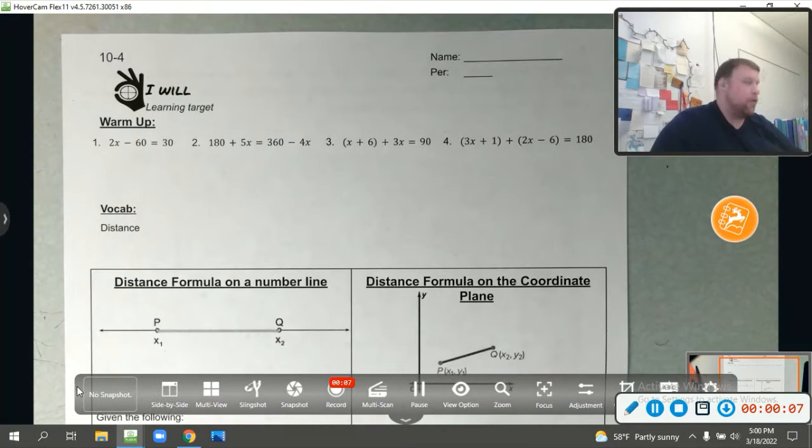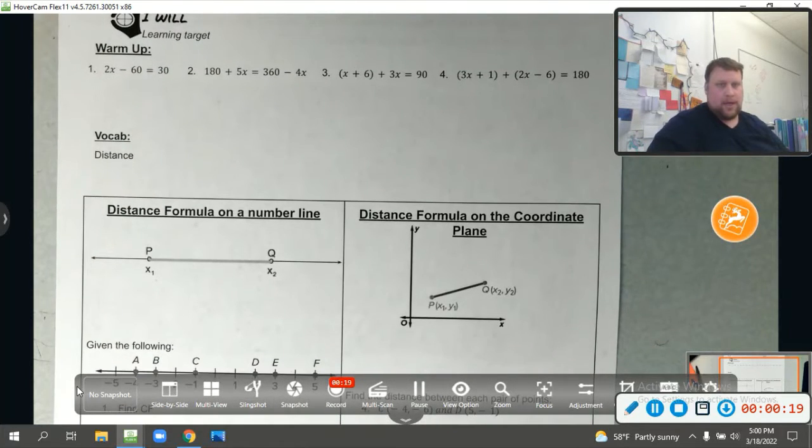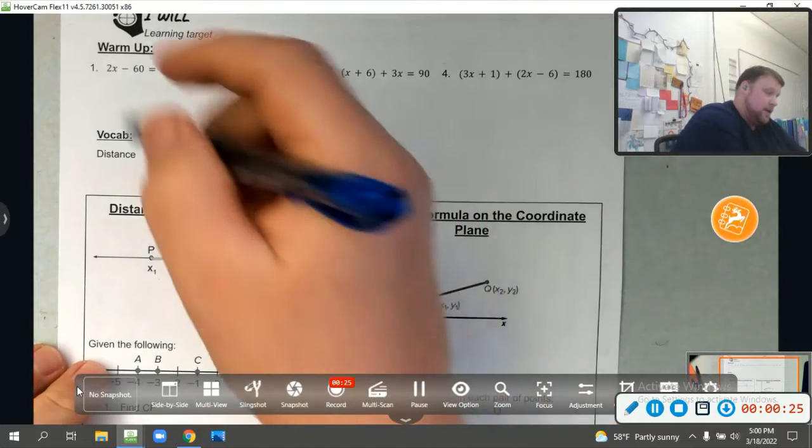This is 10.4. Our learning target today is: I will apply the distance formula to find the lengths of line segments. It's all about the distance formula today. Go ahead and take a moment, do your warm-up. Pause it, because you know I'm going to get going in just a moment. All right, let's do this.